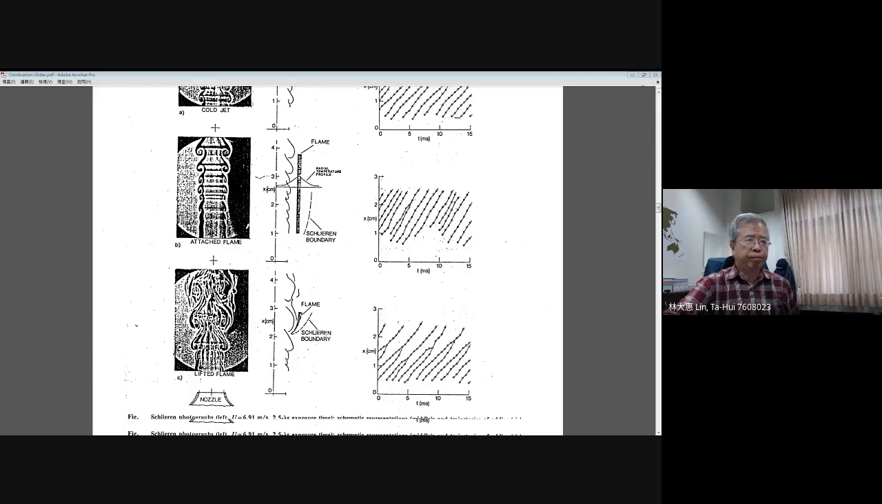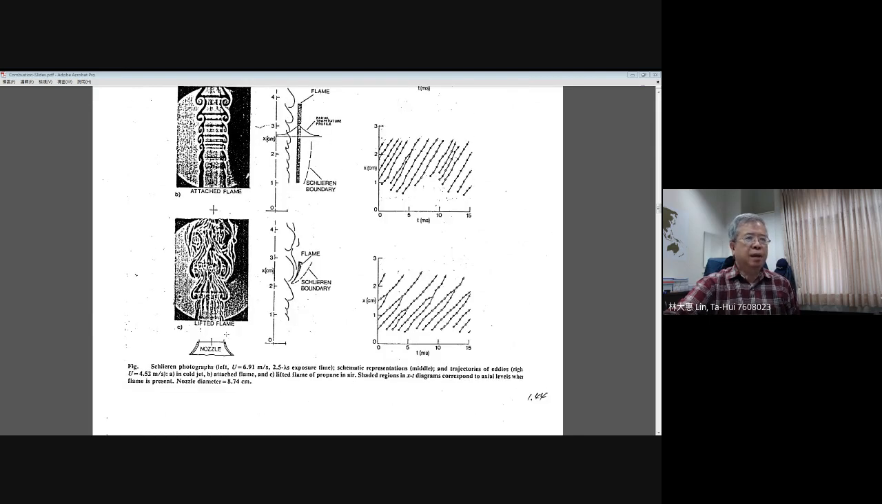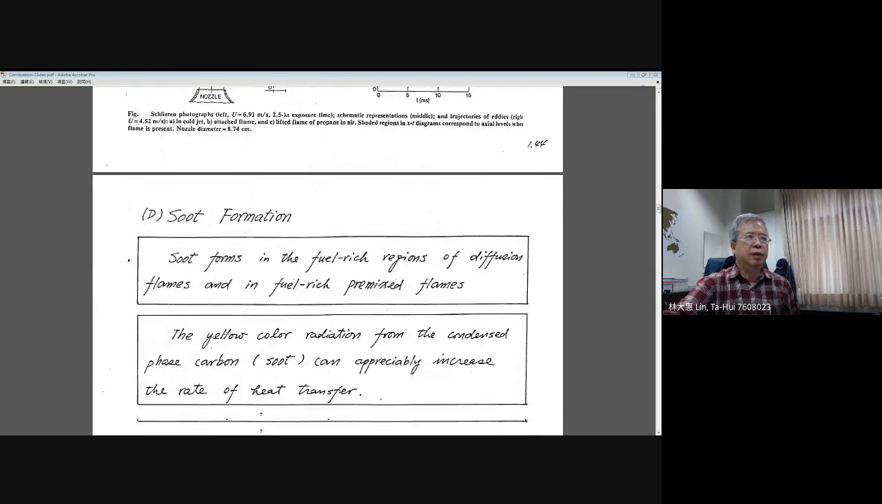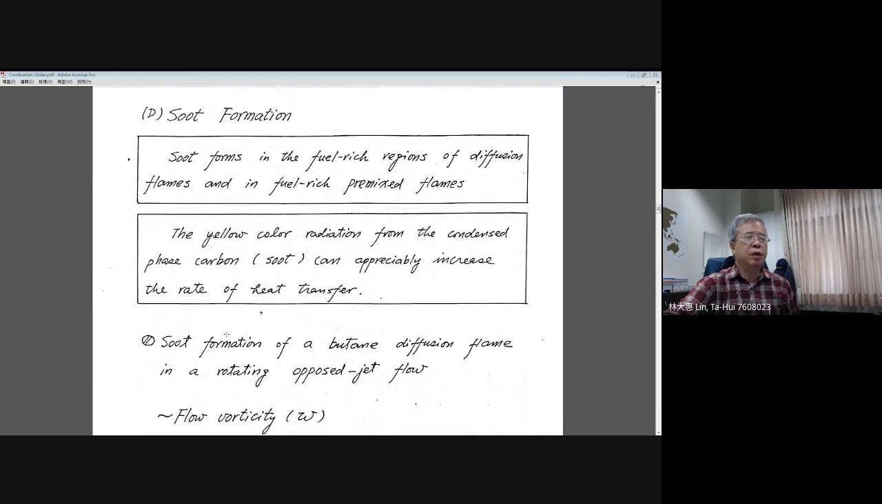Okay. Now the final part I want to mention, especially for the diffusion flame, is more focus on the so-called soot formations. Usually for premixed flames and diffusion flames, most of them we can see a yellow color flame. But for the premixed flame, usually you can have a yellow flame, especially for the fuel-rich premixed flame, especially for the higher hydrocarbon flame.